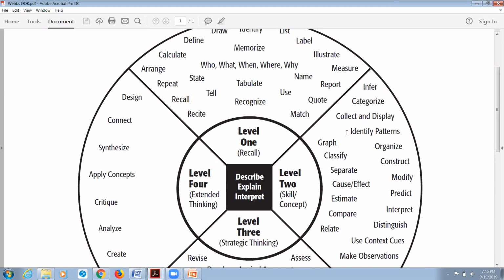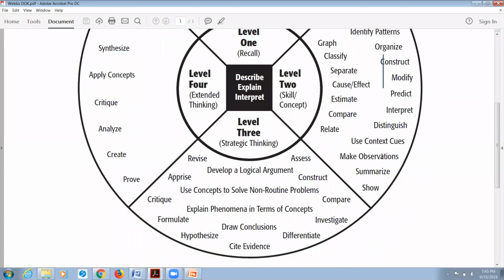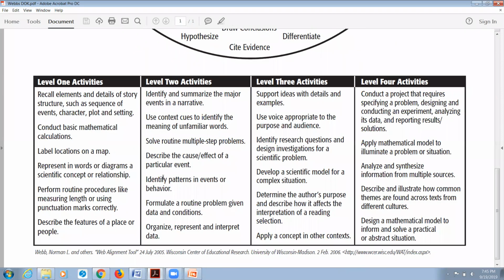Those are low-level thinking activities. Level 2, on the other hand, you're asking them to infer, graph, classify, separate, cause and effect, compare, contrast, organize, construct, predict, interpret. That's higher level. That's better. Look at level 3. Assess, revise, appraise, critique, formulate, hypothesize, draw conclusions, differentiate, compare, use concepts to solve non-routine problems, cite evidence. And then the highest level, you're actually having analyze, create, prove, synthesize, apply. Those are activities. Down here, you're going to see what some of those activities might look like.